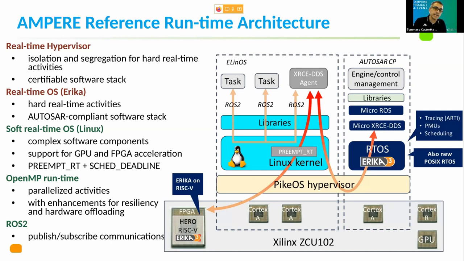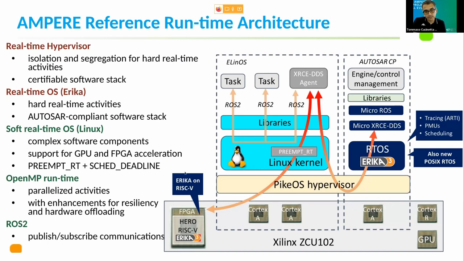On top of PikeOS, we can have two major partitions. One is a hard real-time partition that can host a hard real-time OS like Erica. On the other side, we can have a soft real-time partition hosting Linux and the more complex component libraries, doing also image processing or video processing in real-time and a lot of things that can be done on Linux. The two domains can communicate using DDS and ROS. Actually, it's Micro-ROS on the Erica side and DDS and ROS2 on the Linux side.